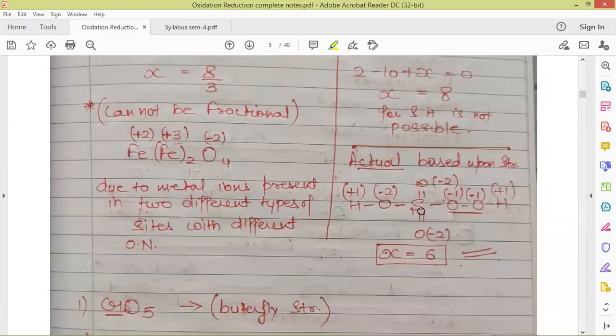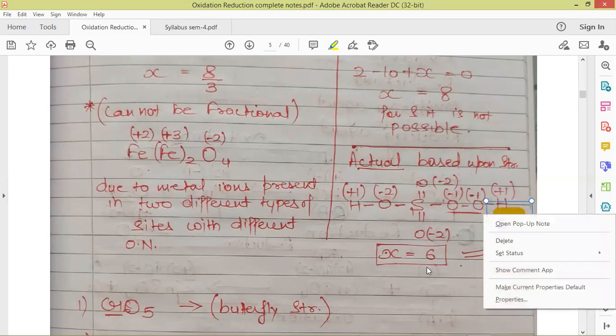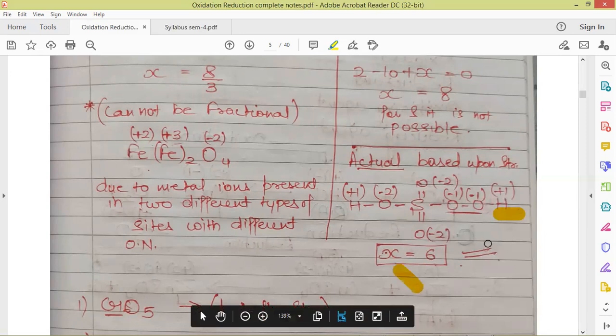Here is the structure of H2SO5. There is a peroxide bond. Peroxide means the oxygens are bonded in this way, that is, an O-O linkage is there. For peroxide, we have already discussed that it is going to be -1 for each oxygen instead of -2. So if we consider these charges here, +1 for hydrogen, -2 for this oxygen, -2 for this oxygen, -2 for this oxygen, -1 for this oxygen, -1 for this oxygen, and +1 for this hydrogen. From here, X comes out to be 6, which is the right answer.